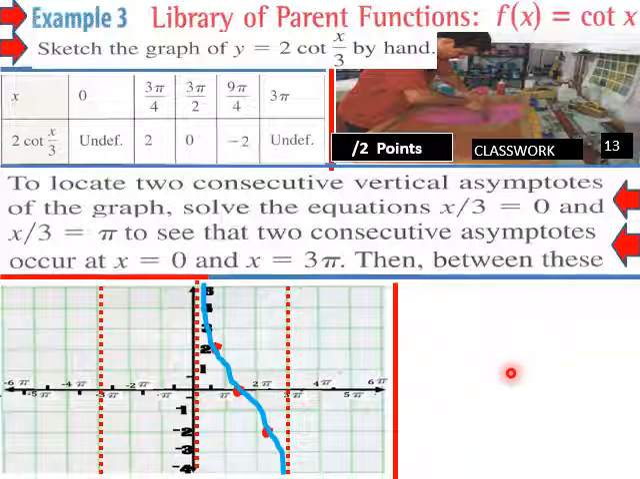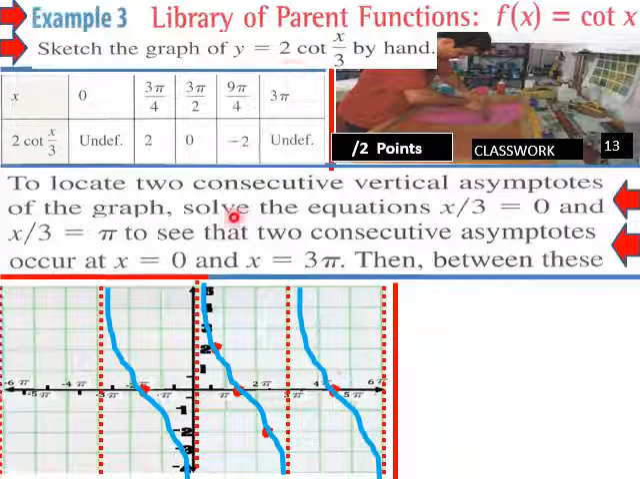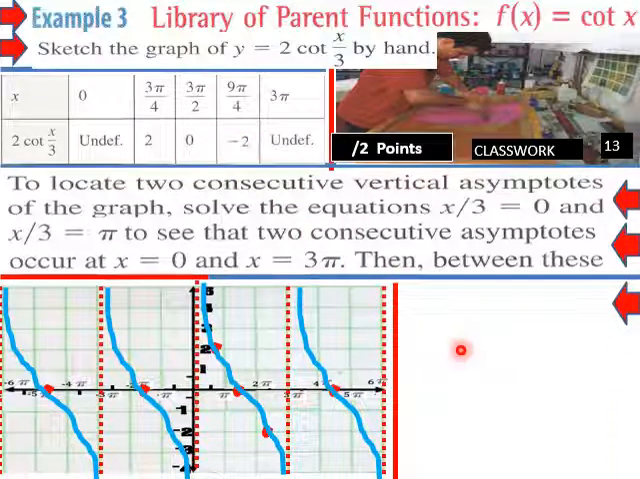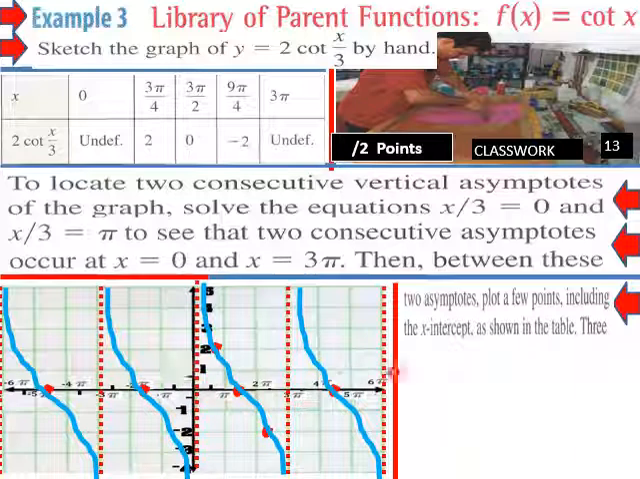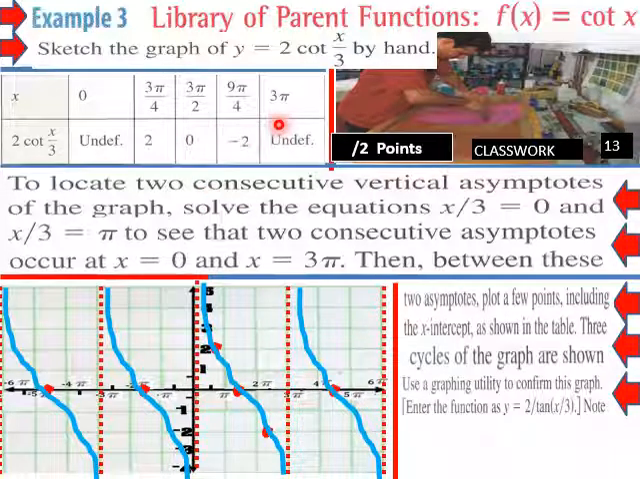So there would be your plot for this part of the function. It's falling from left to right. Then this one here, same thing, you're falling from left to right. Between these 2 asymptotes, plot a few points, including the x-intercepts as shown in the table here. And 3 cycles of the graph are shown here of y equals 2 cotan x over 3 by hand.